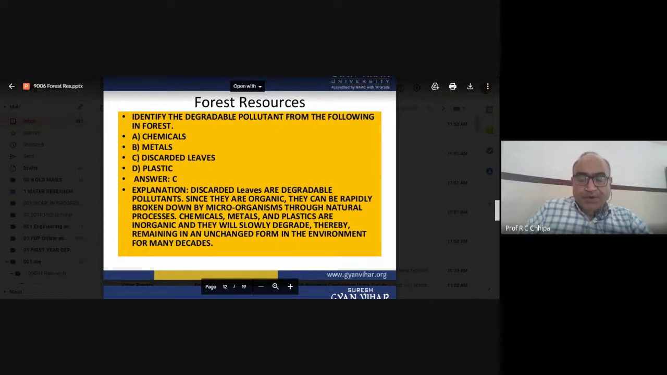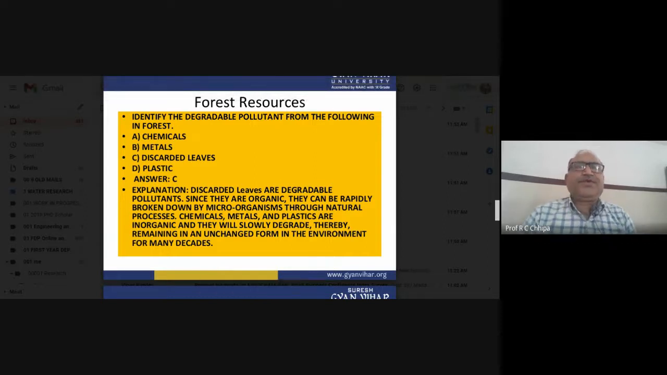So the degradation part is also concerned with forest resources. How do the leaves, the twigs, and those dead parts of the plants undergo the process of decomposition? These are also important examples, because easily degradable material in the forest resources is easily utilized. Therefore the correct answer is discarded leaves.